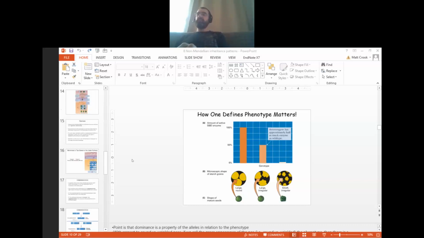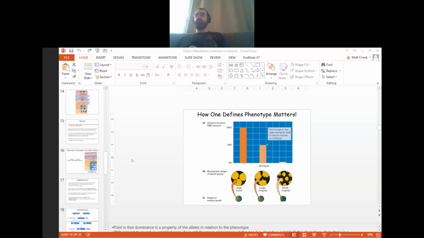And this is all based on an enzyme called starch branching enzyme 1, I think from memory, which produces what is it, amylopectin, I think? It produces a long starchy molecule which forms these grains, right? And so if you have two copies of a non-functioning version of this gene, you don't get much amylopectin produced, and the grains are very irregular, right? However, if you're a heterozygote, you're still producing half the level of this enzyme, right?